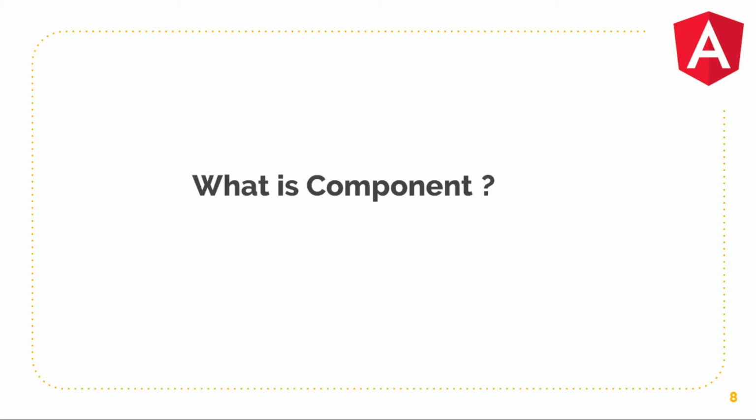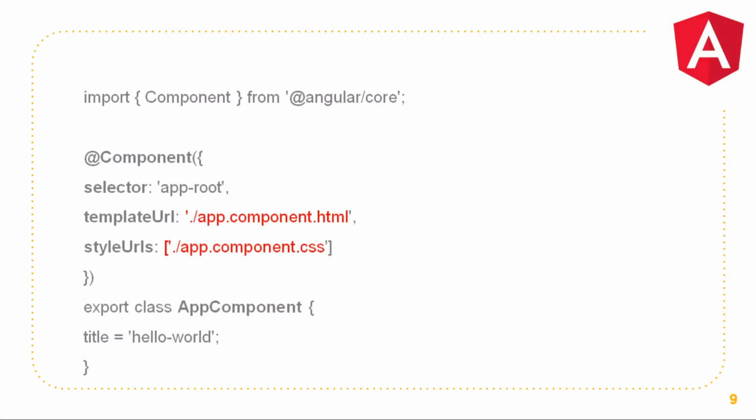To understand the component better, have a look at the sample component declaration. You can see a class named AppComponent. Remember that this AppComponent is a component which was declared in NgModule just a couple of minutes back. This AppComponent has a @Component decorator below which some metadata information is declared. The first property is selector.